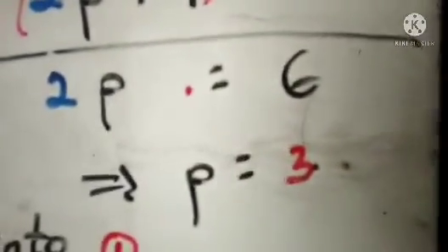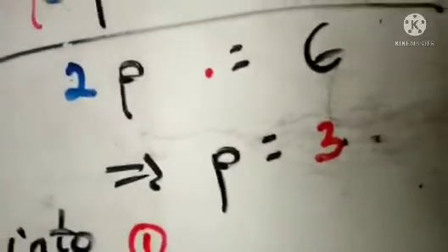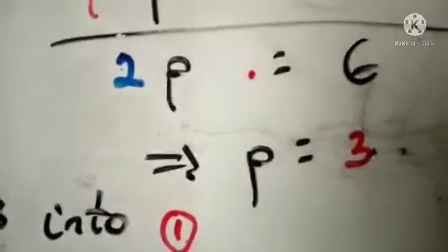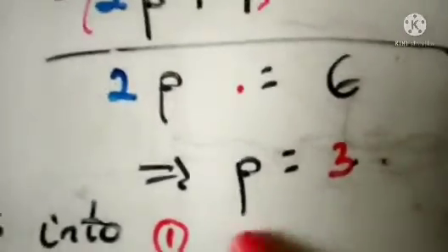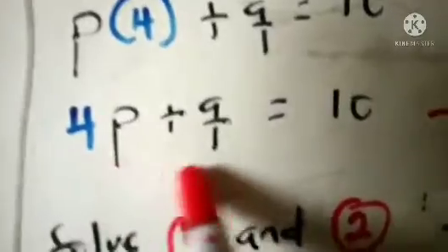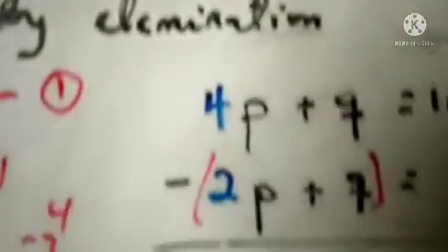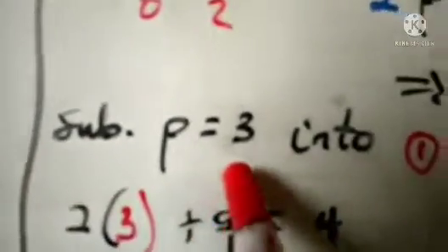Now that we found p, it will be easy for us to find the second variable. We just need to plug this value inside one of the equations, either equation 1 or equation 2. You can decide to replace p here by 3, or you can replace p by 3 in the first equation. So I went for equation 1.